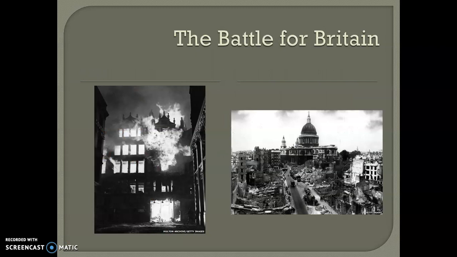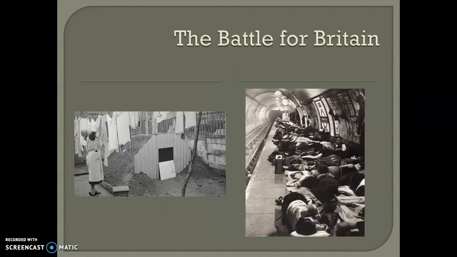And just some pictures to give you an idea of how devastating this was. Like entire city blocks destroyed. People built bomb shelters in the city of London itself. People often would sleep in the subway, the tube, the underground, because it was safer, because it was so far below ground the bombs wouldn't get them.